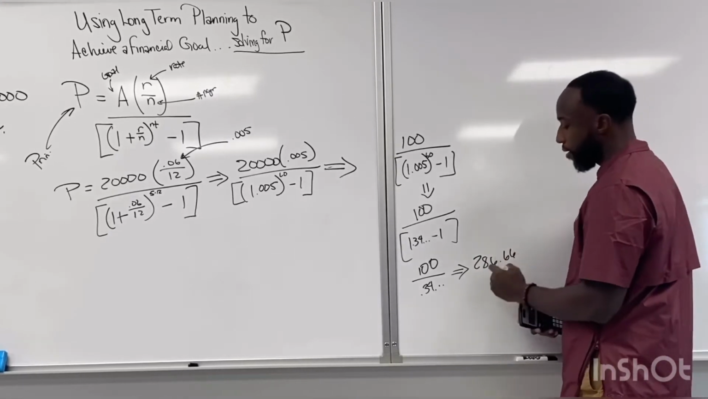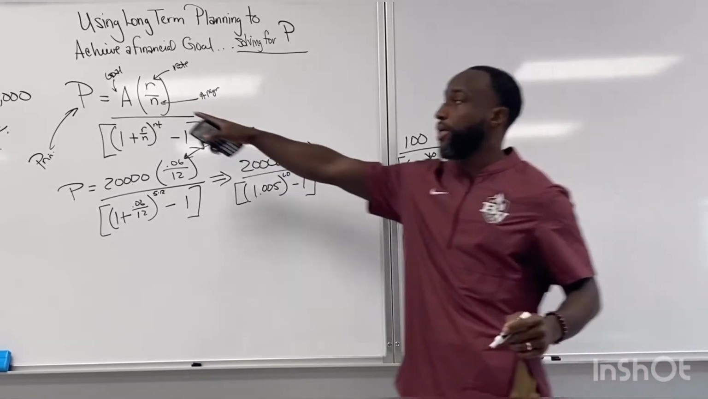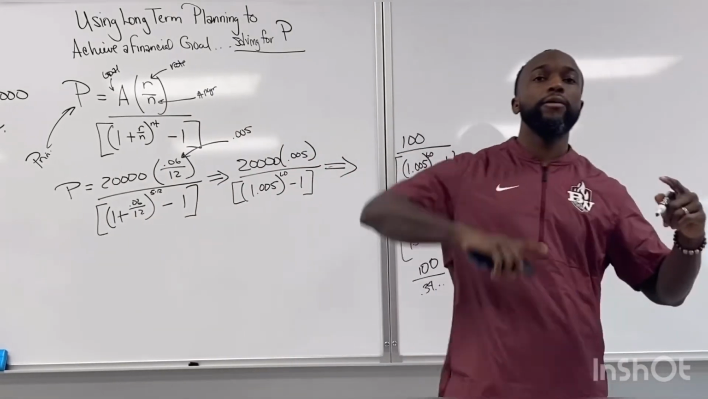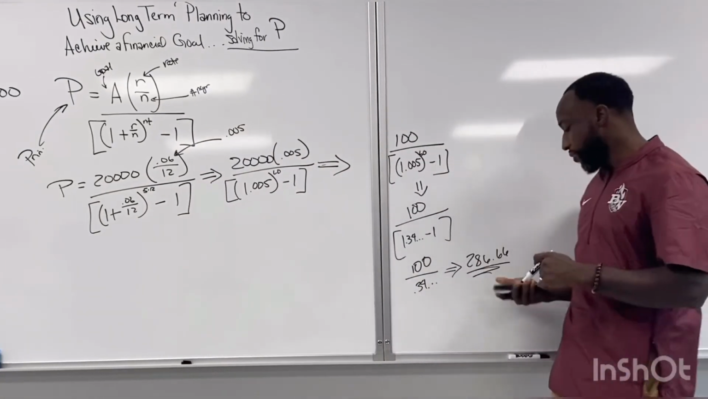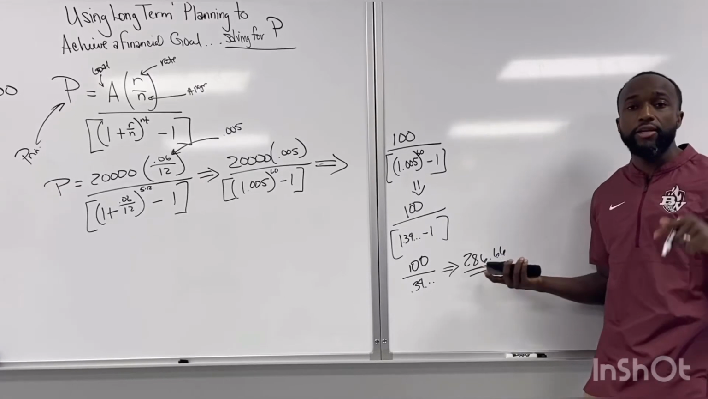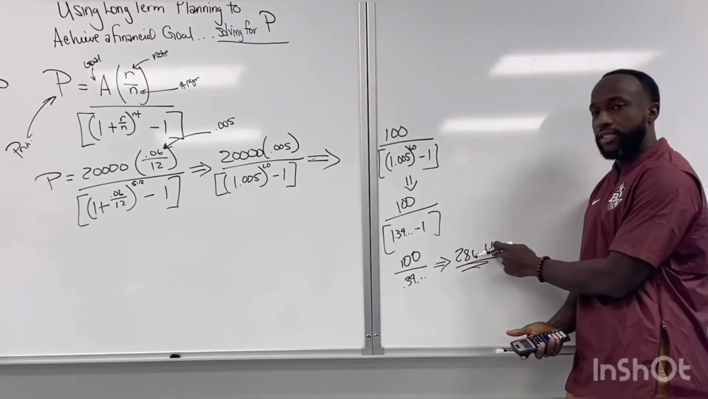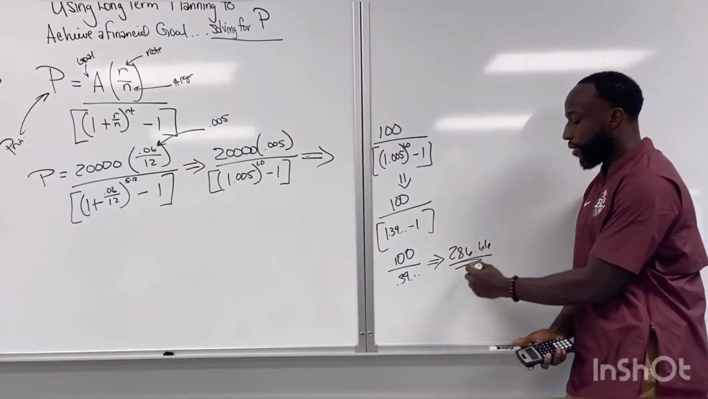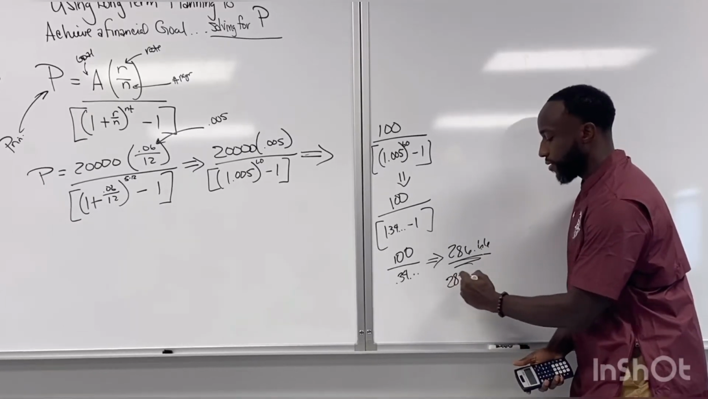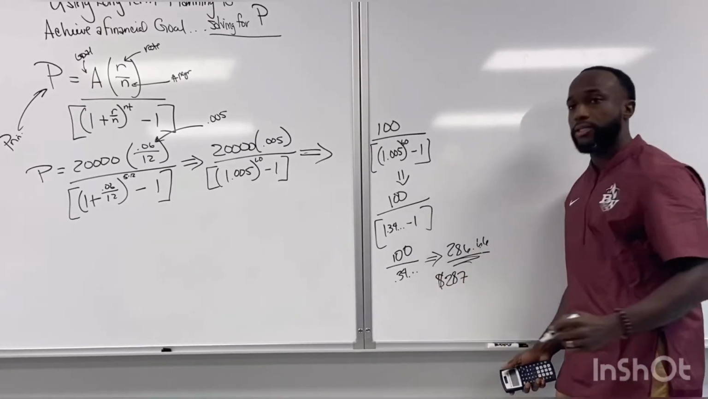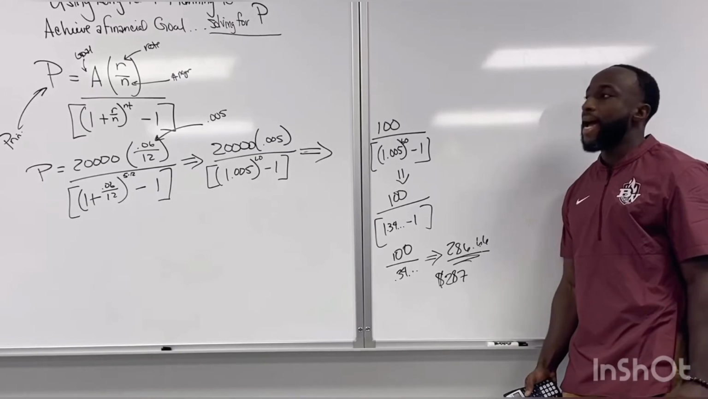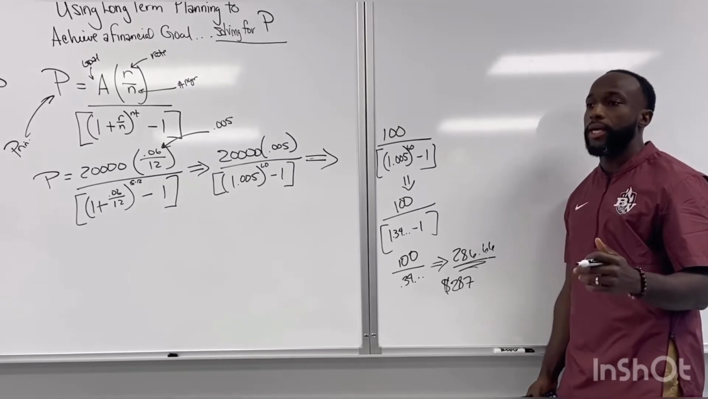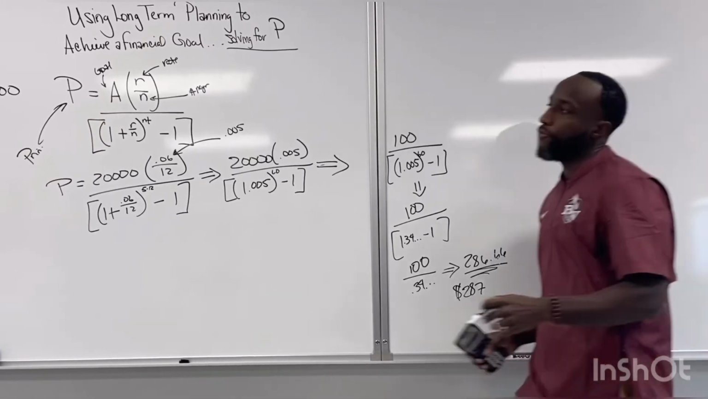$286.66. Now, when we talk about solving for P, what you always want to do is round up. No matter what the decimal is, round up. So even though this is 6, if this was 4, we'd round up to 287. All right, $287.